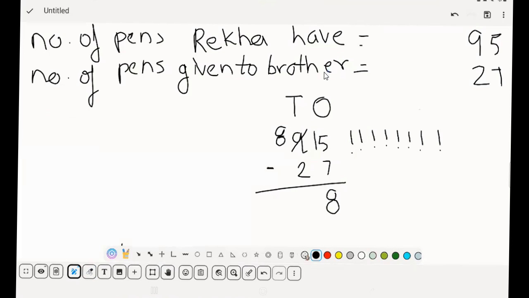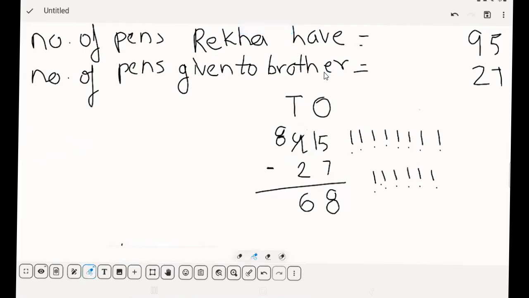And this 9 becomes 8. So, 8 minus 2 means we have to count till 8 after 2. Or we have to draw the lines till 8 after 2. So 3, 4, 5, 6, 7, 8. So how many lines are there? 1, 2, 3, 4, 5, 6. So 6 lines will be there. So 8 minus 2 is 6. So you will get 68.